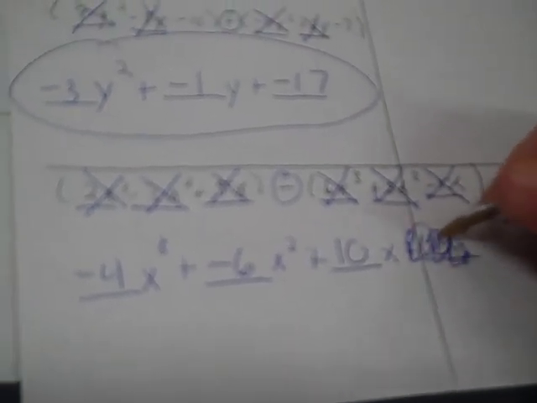Okay, and then I have no constants, so I can eliminate this space. It would just be 0. Okay, and then you have the 7 problems to do.